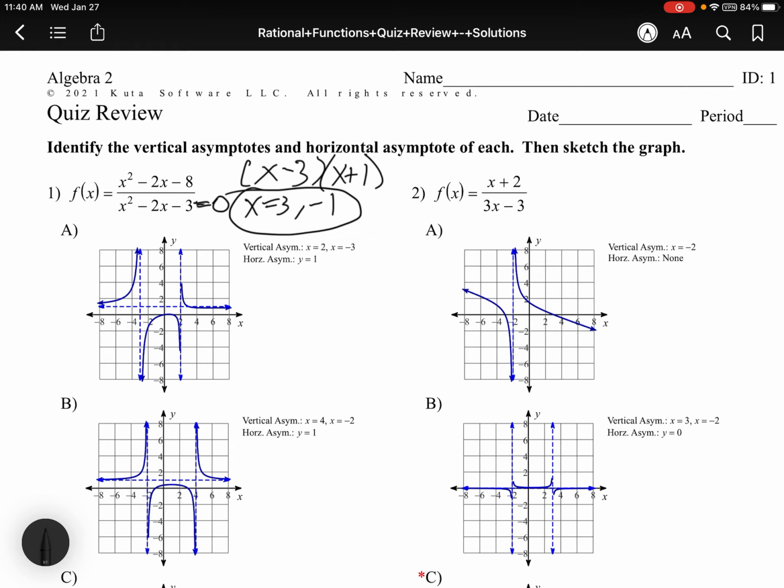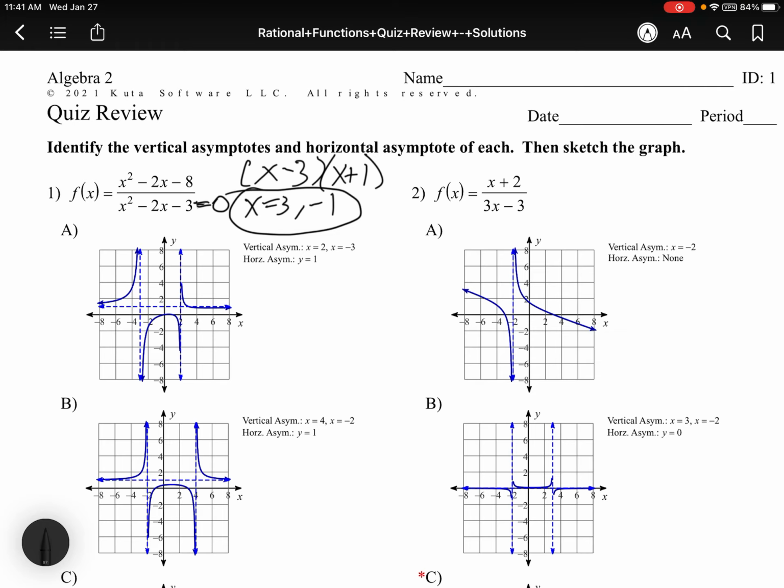Next, we want to identify the horizontal asymptote. If you look at the notes, for the horizontal asymptote, there's 3 separate cases to find which is which. And in this specific example, the degree in our numerator is the same as the degree in our denominator. So this falls under case 3 in the notes.